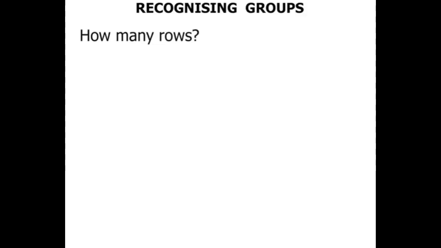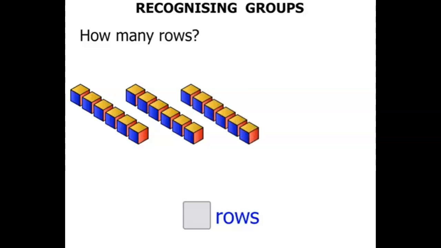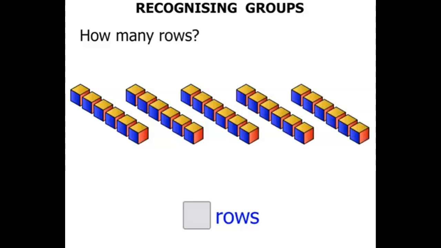How many rows? Let's write our answer down here. We've got one row of blocks. Two rows of blocks. Three rows of blocks. Four rows of blocks. Five rows of blocks. We've got five rows.